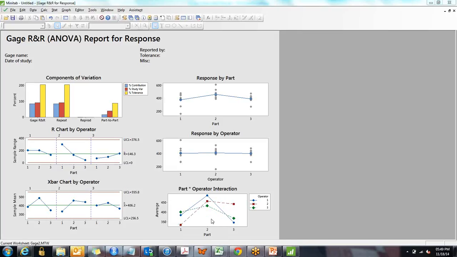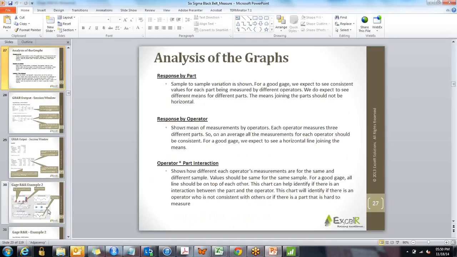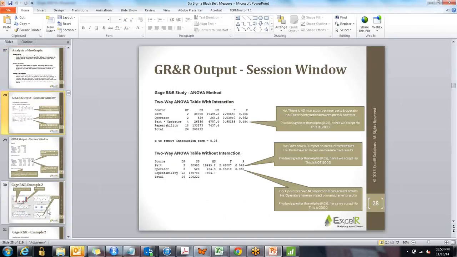This chart can help identify if there is an interaction between the part and operator or not. It will also identify if there is an operator who is not consistent with others, or if there is a part that is hard to measure. That is what is displayed here. So now let me take you back to actual values. That was looking into the graph and making sense. Now let us look into the session window output and make sense.